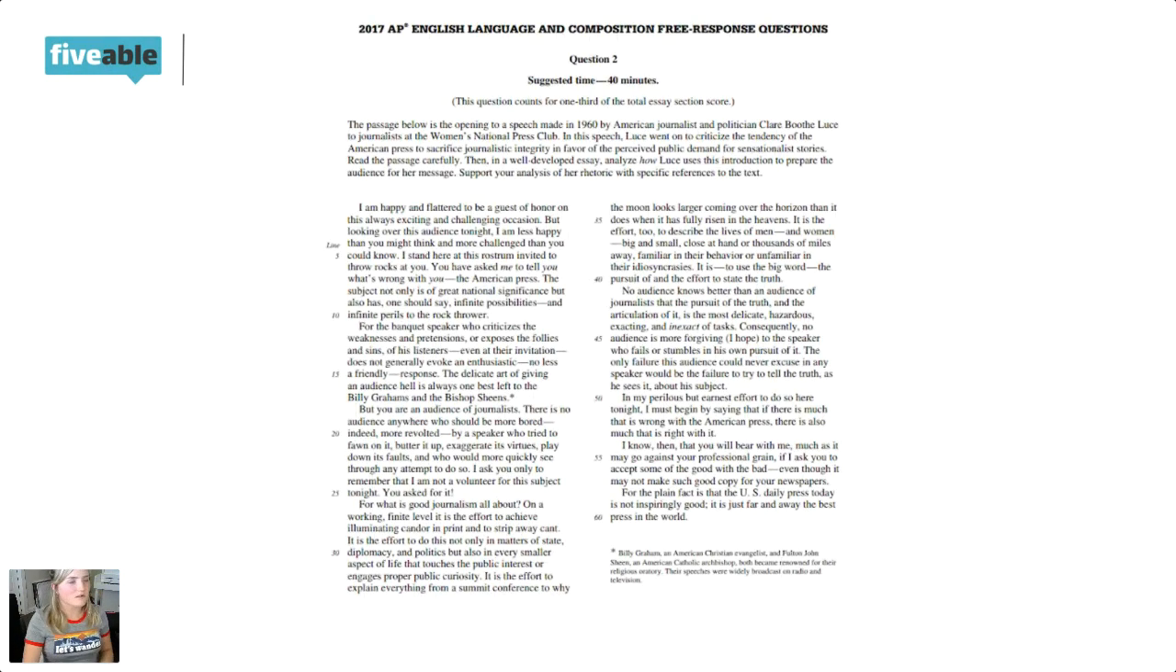Anyway, so you'll get a prompt that looks something like this. And we're going to go over this prompt later in the lesson and actually break it down and identify strategies. But you'll just get a short prompt like this, and it says, support your analysis of her rhetoric with specific references to the text. It says it right here. So it's not asking you to take a side. It's not asking you to like argue. It's asking you to just give rhetorical strategies. So in this lesson, we're just going to go over how you find those rhetorical strategies, and then later how you can show that they support the theme or whatever.